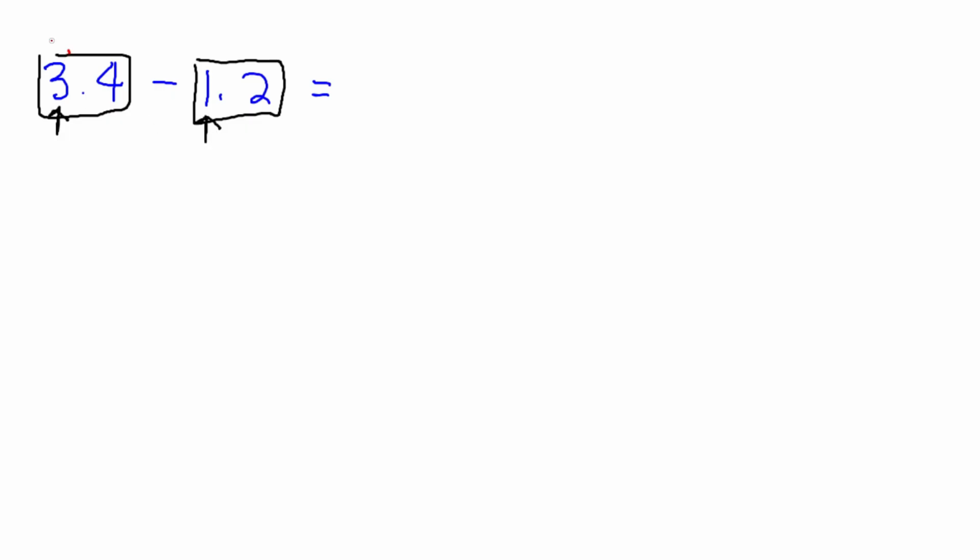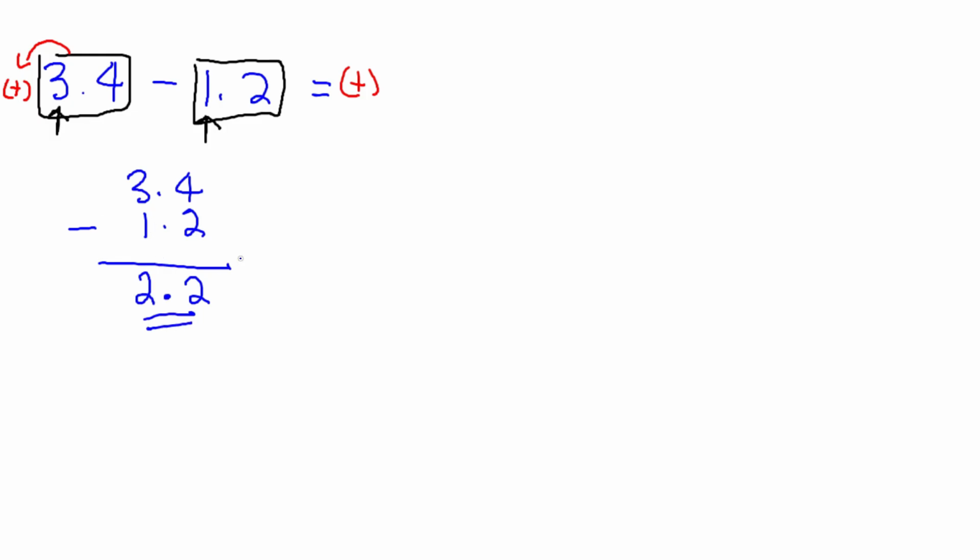3.4 is bigger, and we're going to take the sign that's in front of 3.4. So our final answer has to be a positive. Knowing this will make you avoid mistakes. And because 3.4 is bigger, let's write it first. And now let's subtract 1.2. 4 minus 2 will be 2. Bring down your decimal. 3 minus 1 will be 2. So your final answer is a positive and it's 2.2.